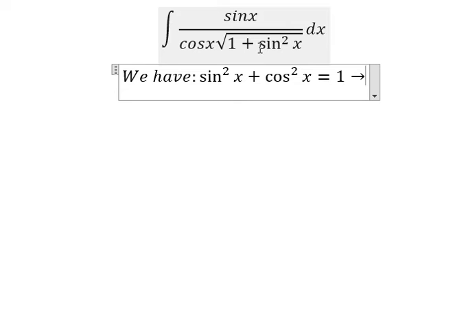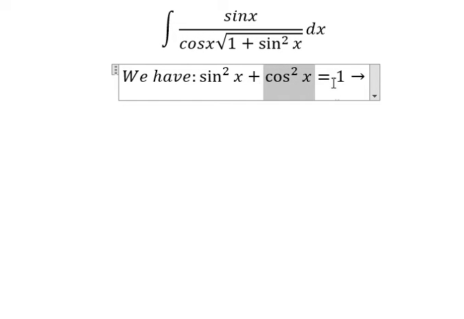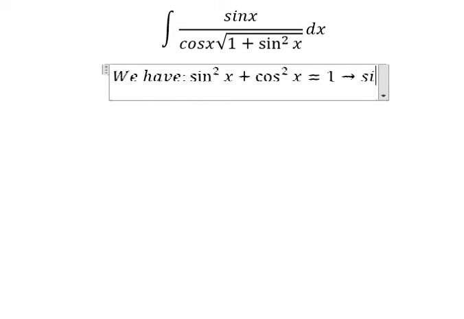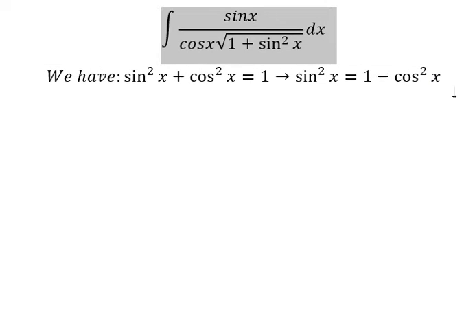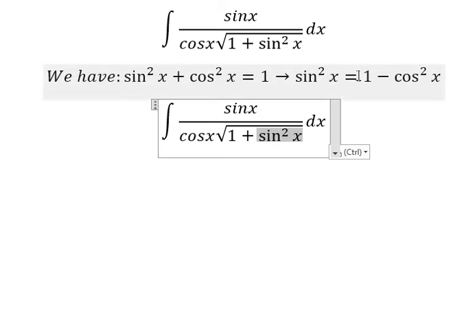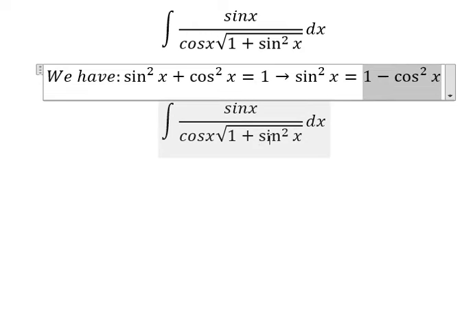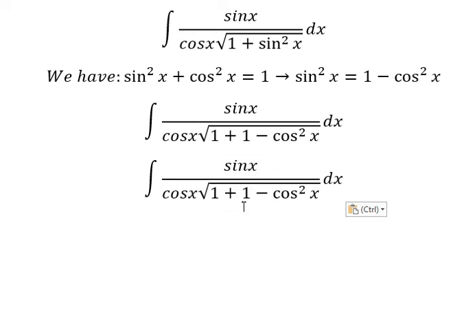So we have sin x squared. So I will put this one go to the right. Next, we need to transform this one into this one. So 1 plus 1 we have number 2.